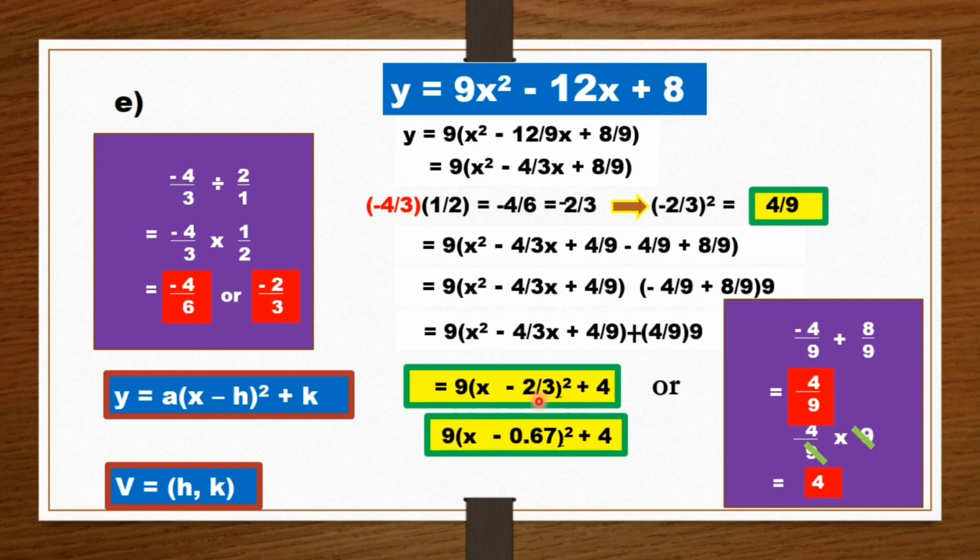So negative 2/3 is also negative 0.67 in decimal form. So our vertex is the opposite of negative 0.67, which is positive 0.67. So this is the h and this is the k. Okay, 0.67, and copy the value of k here, which is positive 4. So the vertex is the quantity of 0.67, 4.